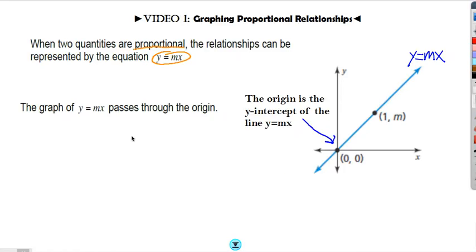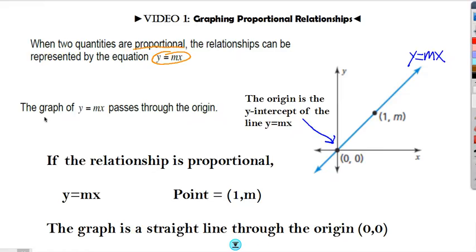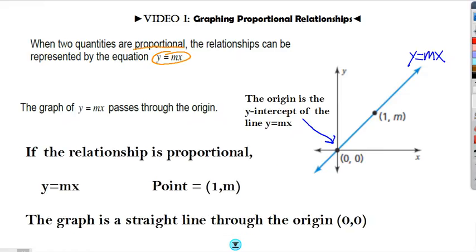So basically, a couple things that I want to briefly go over with you. If the relationship is proportional, and it's key, it has to be proportional, then you have an equation that's y equals mx. And the graph is a straight line, and it goes through the origin at (0, 0). But it also goes through another point, and that point is going to be (1, n). So you have a point at (0, 0), and another point at (1, n). Whatever that n value is, it's going to be the y value of the point.